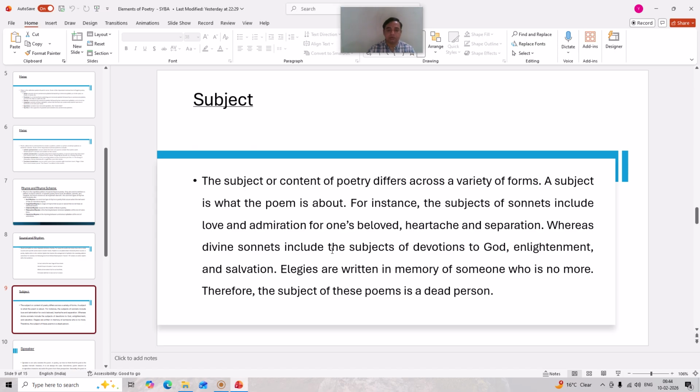In most of the sonnets, we find the main subjects are love and admiration of one's beloved, heartache and separation. Whereas in divine sonnets, the subjects of devotion to God, enlightenment, and salvation are found. Elegies are written in memory of someone who is no more, and therefore the subject of these poems is a dead person or the memories associated with the dead person.